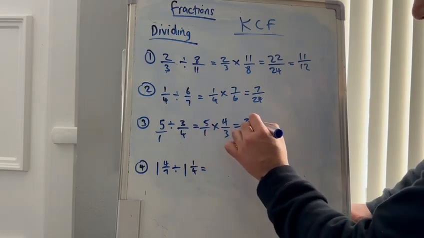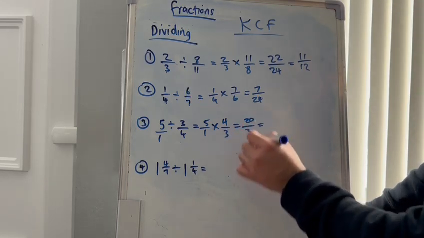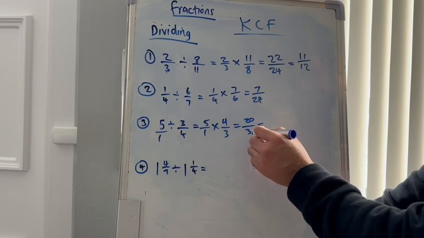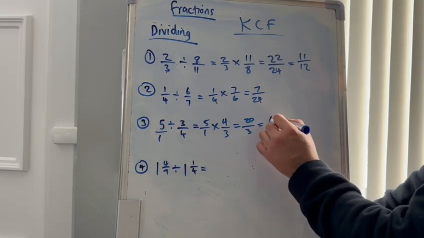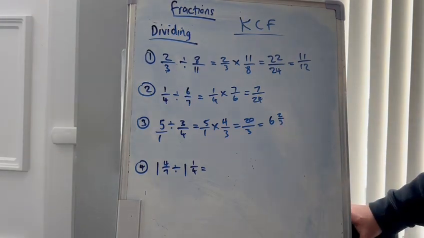5 times 4 is 20, 1 times 3 is 3, and I can leave it as that, or I can change it to a mixed number. 3 goes into 20 6 times with 2 out of 3 remaining.